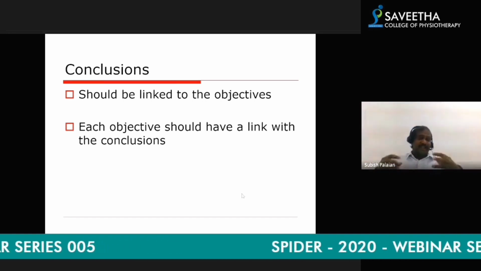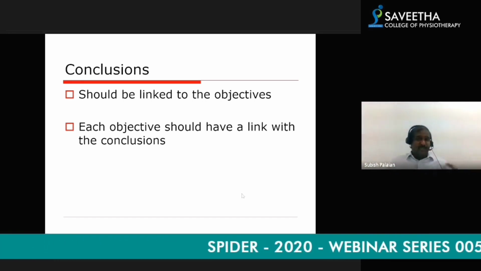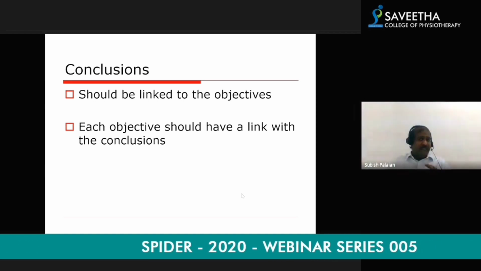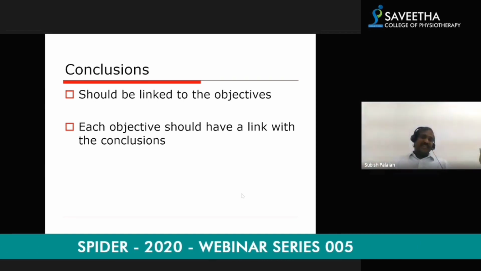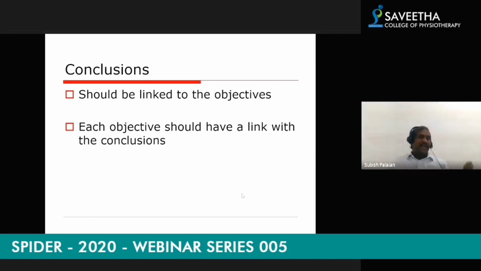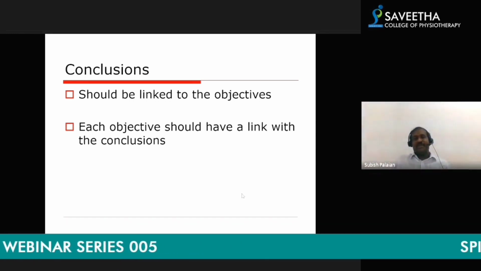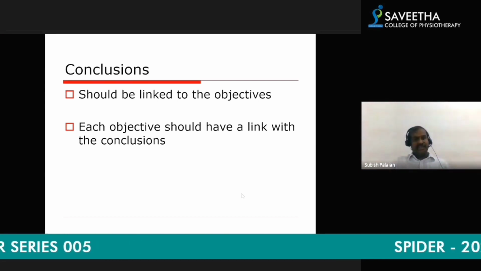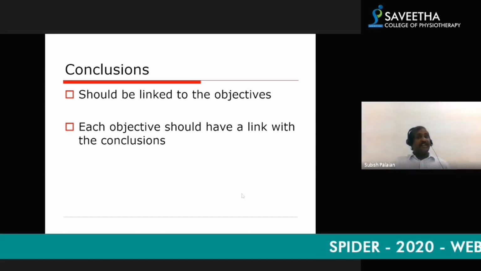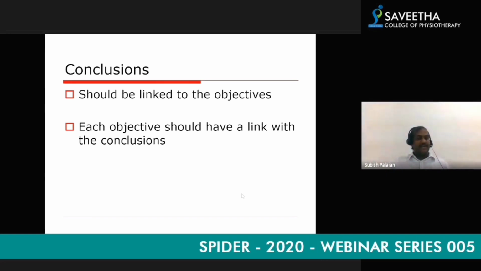Not necessarily should you have 5 separate paragraphs, but at least when I see this conclusion and I see the objectives, there should be a direct line of connection between the objectives and the conclusion. That's why I mentioned here the conclusion should be linked to the objectives. Each objective should have a link with the conclusion. So this is the scientific way of writing the conclusion.